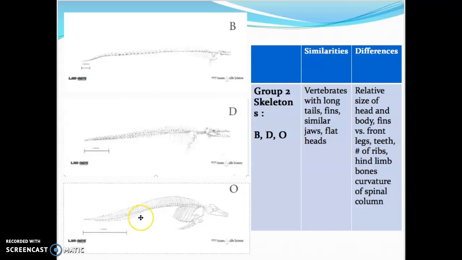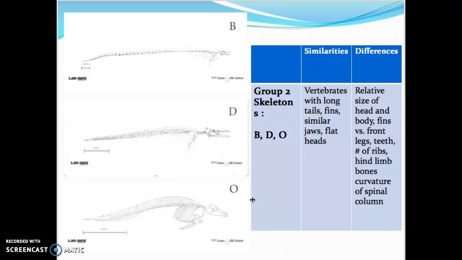So if you were looking at these three and looking for similarities, I would say they're all vertebrates. They all have a backbone. They all have long tails behind their rib cage. They all have fins. You can see that their hands have turned into, the bones have fused together, so they're more like a fin. They have jaws that open and close, and they have that flattened head that is not rounded on top. This is slightly rounded, but for the most part, it's an elongated head. Okay, so they all have that in common.